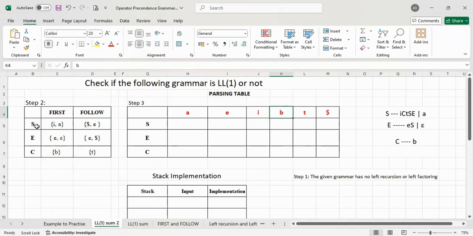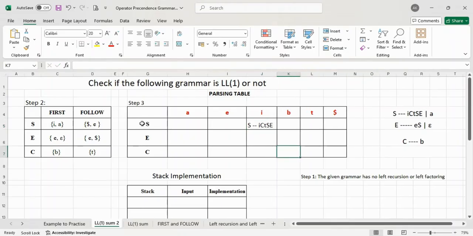So what I do is I go to the first of S. First of S has I and A. So I was coming because of which production? The I as first was because of this production. So I added that production in my S and I column. Okay, so in the S and I column, I have added this production S giving ICTSE because in this first I was written because of this particular rule. Similarly, because of the rule S giving A, I got the first A. So this is how you fill different rules in the parsing table.